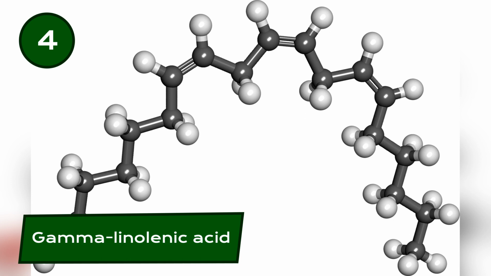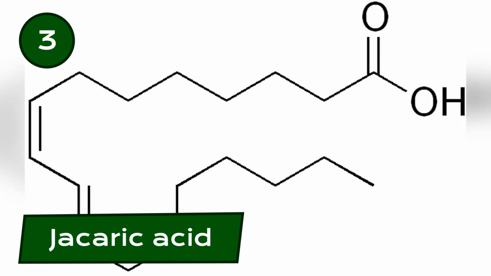Number 4. Gamma-linolenic acid, or GLA. Gamma-linolenic acid is a fatty acid found primarily in seed oils. Number 3. Jacaric acid. Jacaric acid is a conjugated polyunsaturated fatty acid with a melting point of 44 degrees Celsius.